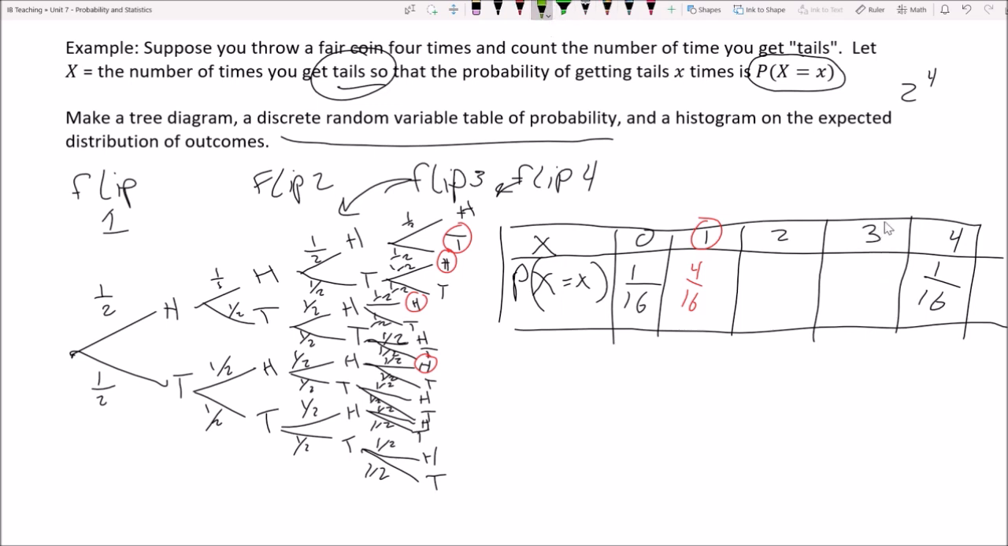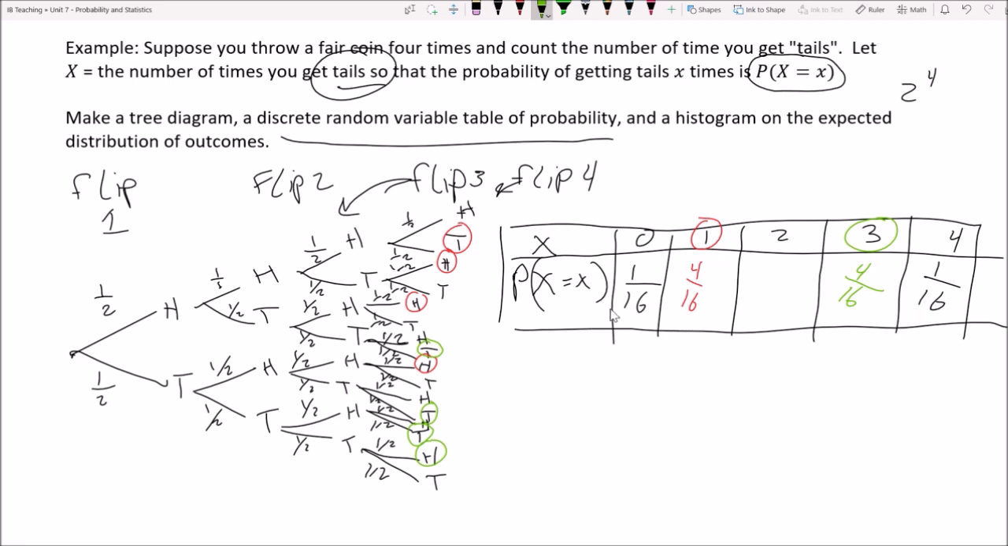Then we're going to ask how many different ways could we get 3 tails. So that would be tails, tails, tails, heads. That would be one way. Or tails, tails, heads, tails. That would be another way. Or we could go tails, heads, tails, tails. Are there any others? We could go tails, nope, that's tails, heads, heads, tails. That's 2 of them. We could go heads, tails, tails, tails. That would be another. So there are 4 out of 16 ways that we can get 3 tails.